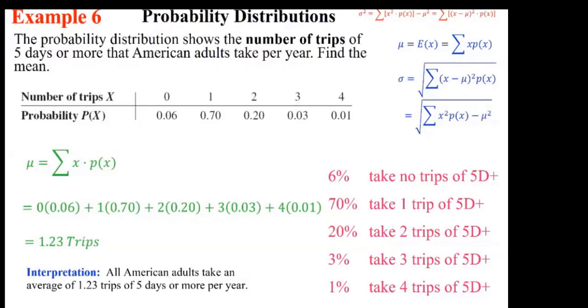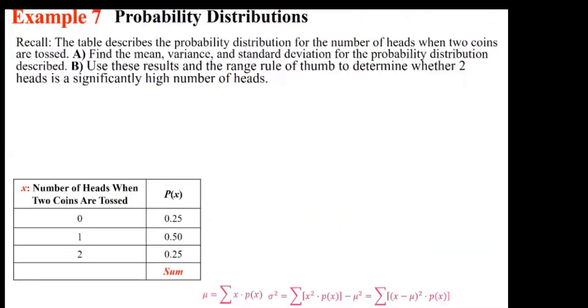Here's the next example. Recall, the table describes the probability distribution for the number of heads when 2 coins are tossed. A. Find the mean, variance, and standard deviation for the probability distribution described. B. Use these results in the range rule of thumb to determine whether 2 heads is a significantly high number of heads. We are going to calculate mu, the expected value.